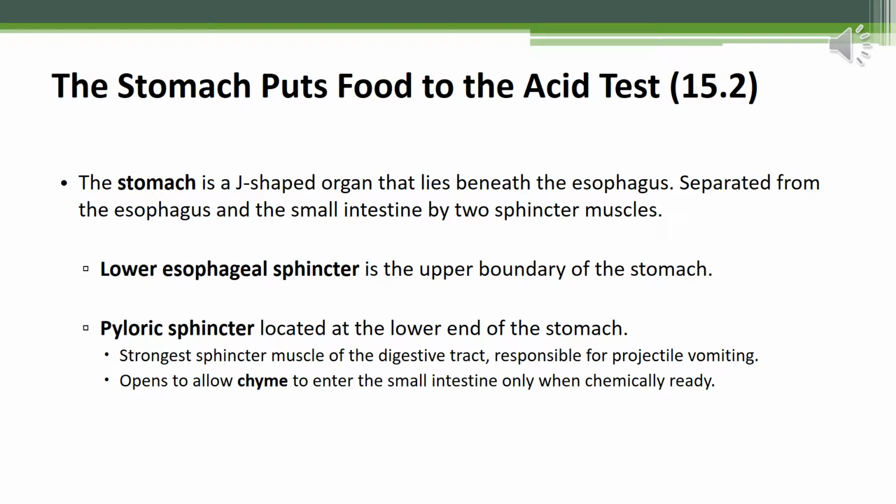And this is the strongest sphincter muscle of the digestive tract, and when it contracts, it can cause projectile vomiting. And it opens to allow chyme to enter the small intestine only when the small intestine is chemically ready. And we'll talk about how it becomes chemically ready here in a moment.